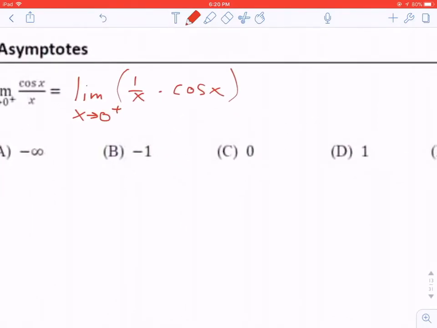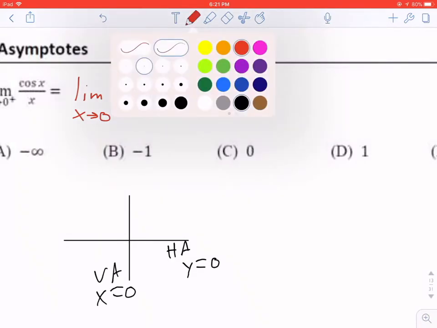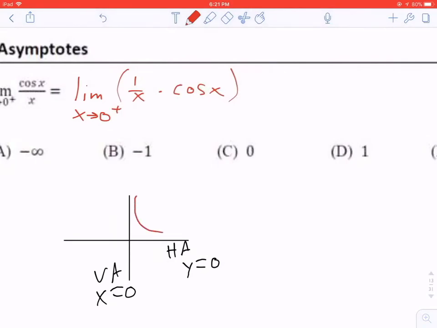Well, the limit as x approaches 0 from the right of 1 over x, I'm going to focus on what that graph looks like. From memory, it's a parent graph. Hopefully you remember it as well. It has a horizontal asymptote at y equals 0, a vertical asymptote at x equals 0, and the curves look like this. So as we approach 0 from the right, y is going up forever, it's approaching infinity.